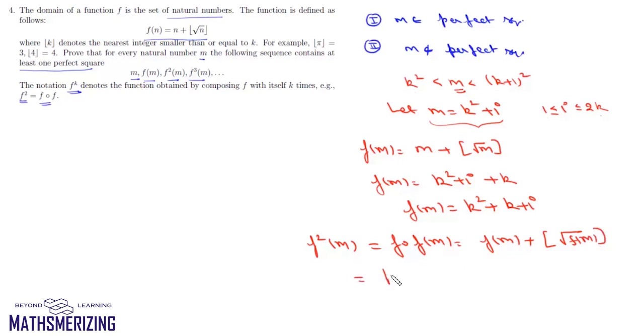So here it will be k square plus k plus i, and then plus the greatest integer function of under root of k square plus k plus i. Now here we have to take two cases: when this value of i is greater than k plus 1, or when this value of i is less than k plus 1. If the value of i is less than k plus 1, then in that case this number will be less than k plus 1.